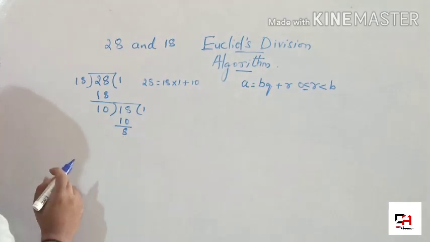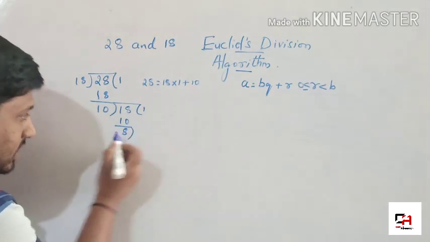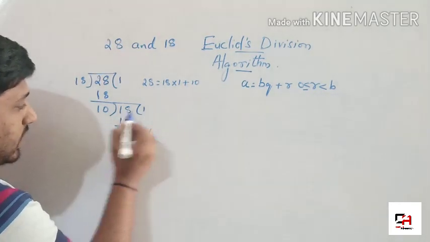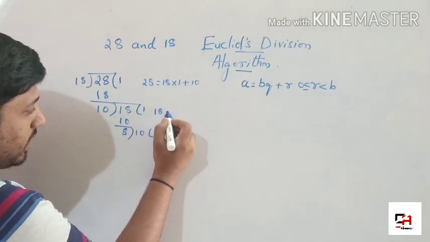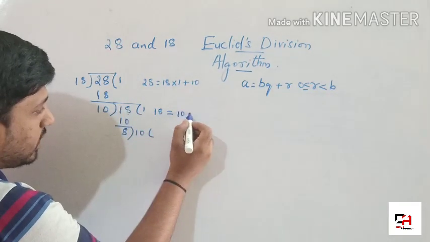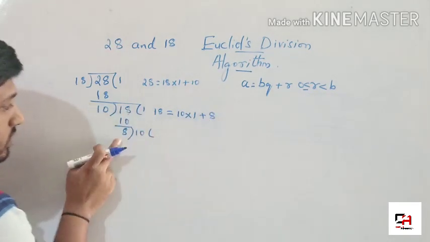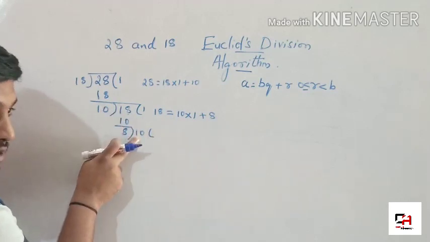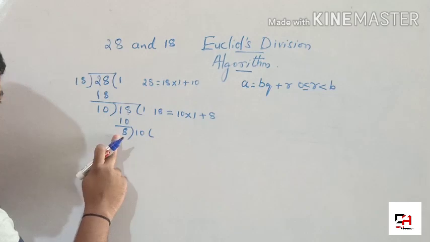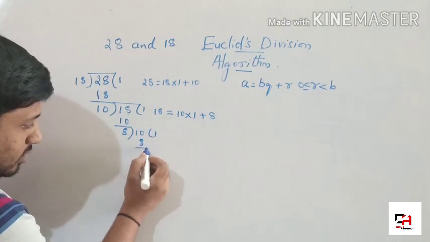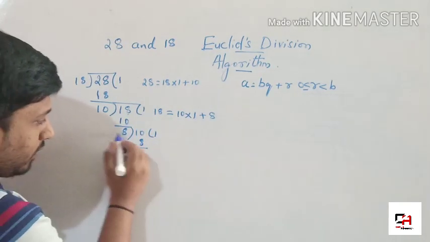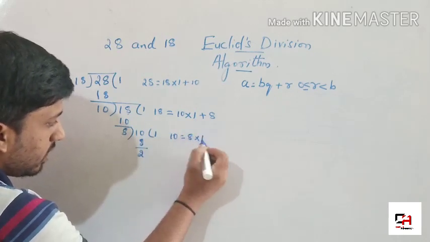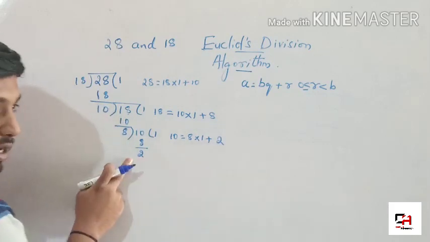So again this remainder becomes the divisor, and this divisor becomes the dividend. So for this 18, again I am going to write Euclid's division lemma. 18 is equal to 10 into 1 plus 8. So this remainder I am going to take. Again this 10 becomes the dividend and this remainder becomes the divisor. 8 ones are 8, so the remainder is 2. Again for this 10 I will be writing 10 is equal to 8 into 1 plus 2, the remainder.